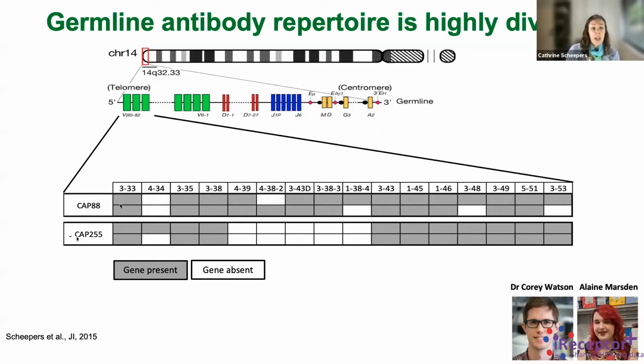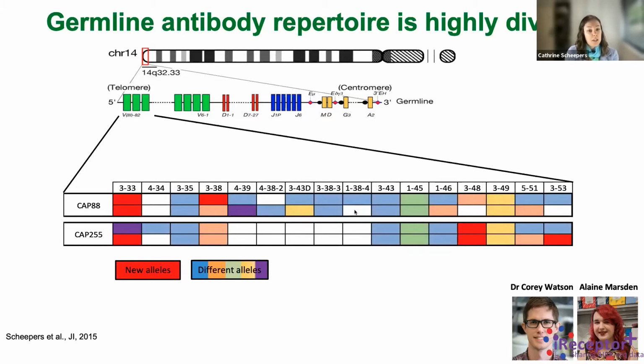Each of the gray blocks here means that that particular donor had that gene, and if the block is white, they don't have the gene. So you can see that between these individuals there can be very big differences in copy number, where whole genes are missing for some individuals, but also between chromosomes within the same individual.